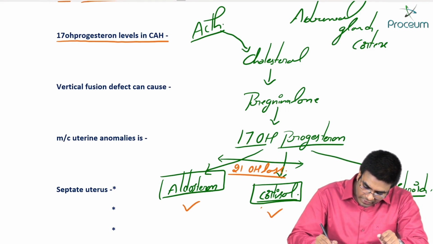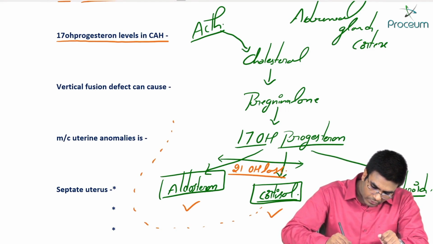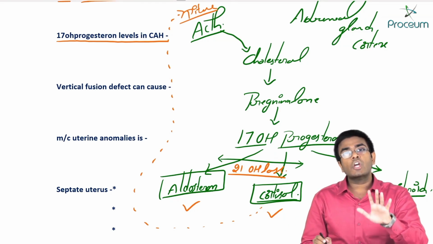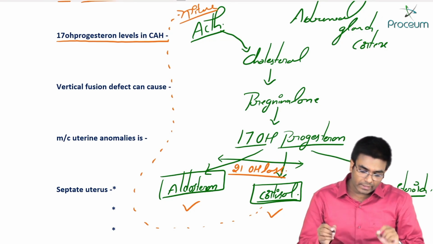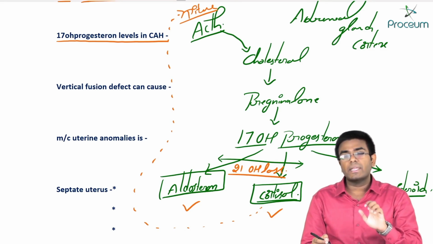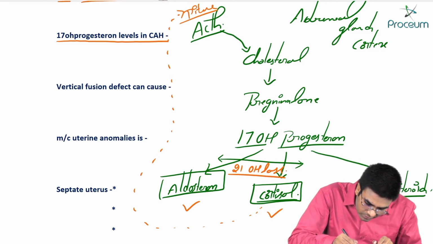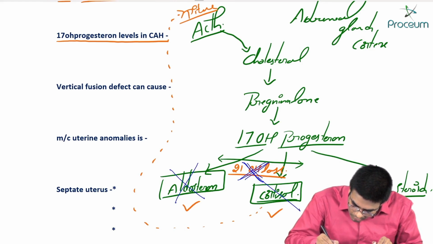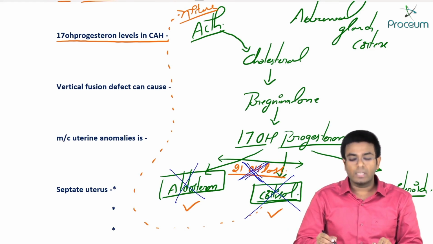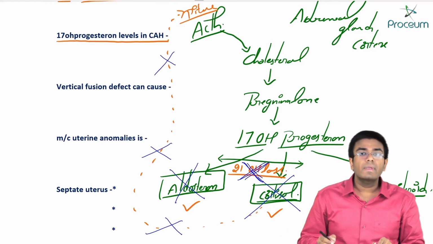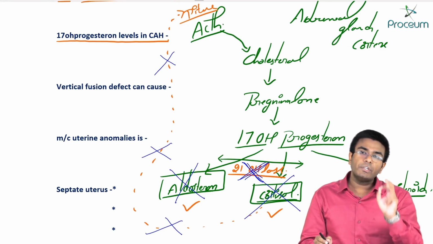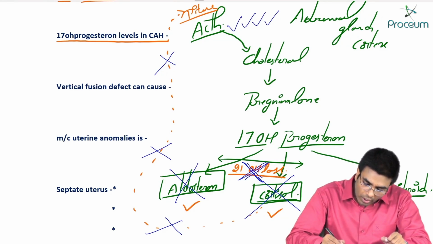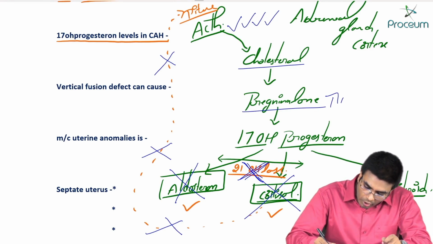Now this cortisol, after getting produced, will go and give negative feedback to the pituitary gland, and the pituitary gland stops releasing ACTH. Now here in congenital adrenal hyperplasia, what is actually happening? There is a deficiency of 21-hydroxylase, so there is no aldosterone, no cortisol. Whenever there is no cortisol, there is no negative feedback. So the pituitary is releasing ACTH in high amounts, cholesterol is getting converted into pregnenolone, and pregnenolone is getting converted into 17-hydroxyprogesterone.